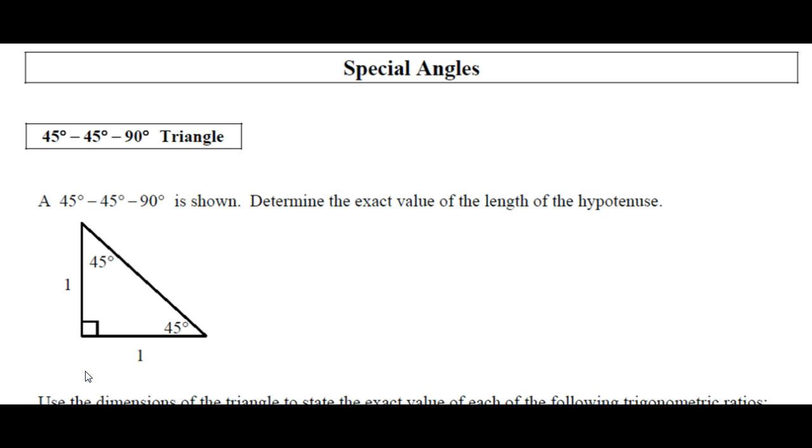A 45 degree, 90 degree triangle is shown. Determine the exact value of the length of the hypotenuse. Okay, what's the exact value of the length of the hypotenuse? Root 2, right? Square root of 1 squared plus 1 squared. So this is the hypotenuse, so its length is the square root of 1 squared plus 1 squared, or root 2.